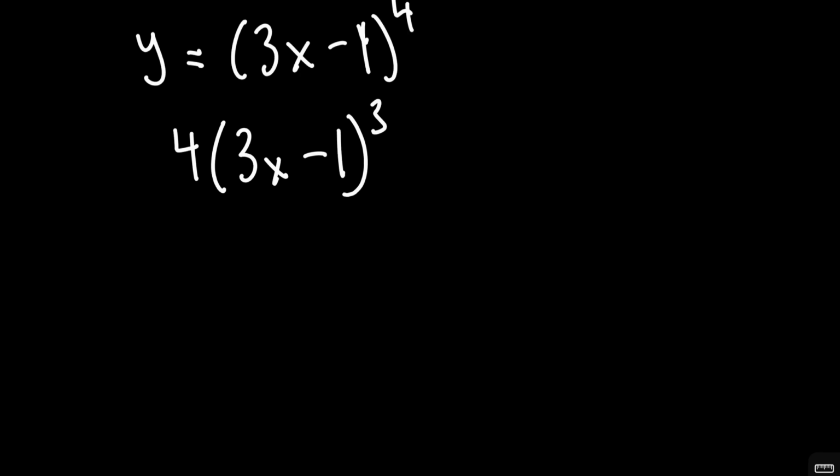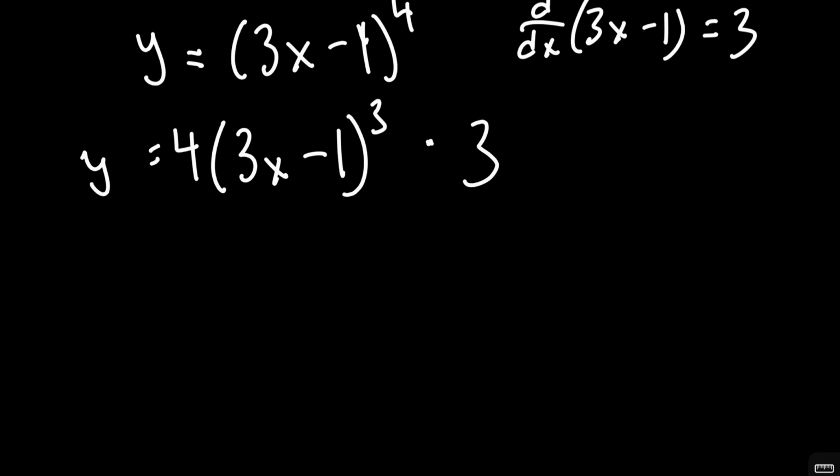And now, we're going to take the derivative of the inside function. So, the derivative of 3x minus 1, which is just 3. And we're going to multiply that derivative of the inside function to the derivative of the outside function. So, times 3. And that is our answer right there.